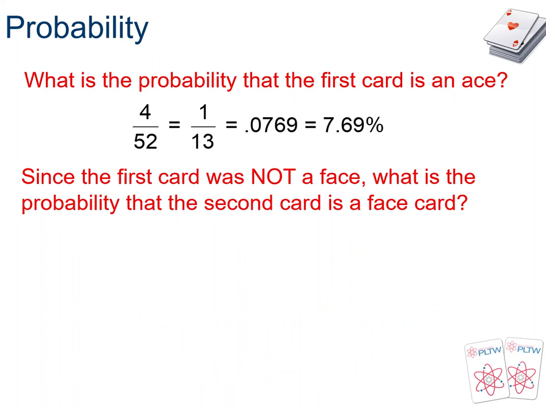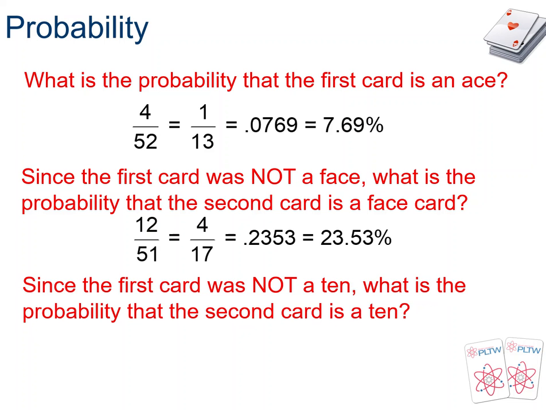Since the first card was not a face, what is the probability that the second card is a face card? Now we're down to 12 over 51, because there are 12 outcomes. 4 over 17. Notice, this isn't 52 anymore. Since the first card was not a face card and it's not put back in this deck, now we're down to 51. Second card is a face card, 23.53%.